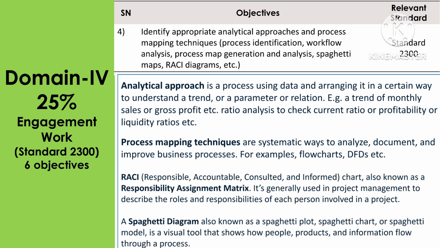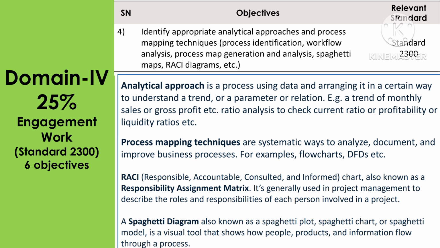For example, a trend of monthly sales or gross profit, ratio analysis to check current ratio or profitability or liquidity ratios. Process mapping techniques are systematic ways to analyze, document and improve business processes, for example, flow charts or data flow diagrams. Then RACI, which is responsible, accountable, consulted, informed chart, also known as the responsibility assignment matrix, is generally used in project management to describe the roles and responsibilities of each person involved in a project.